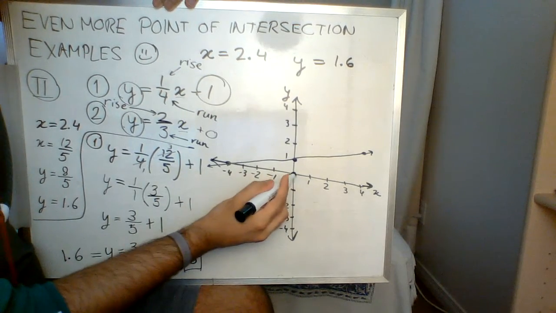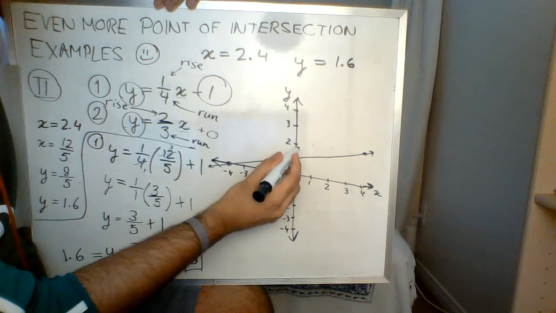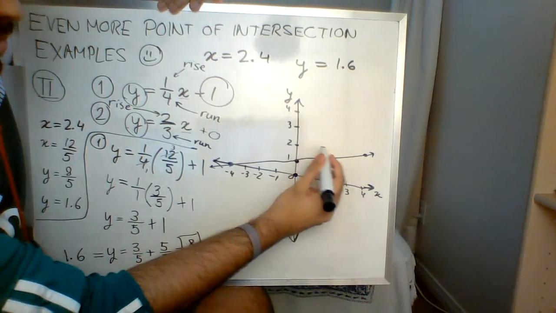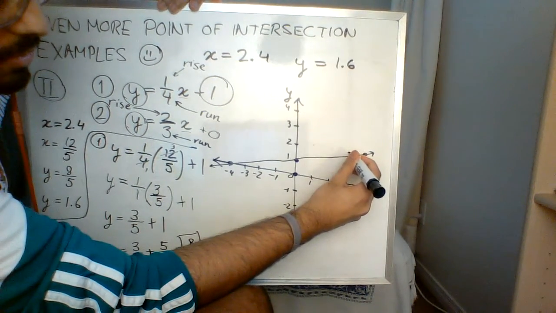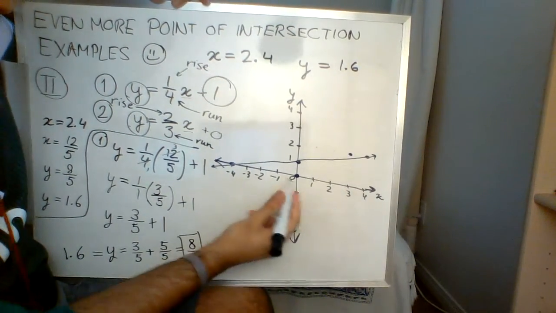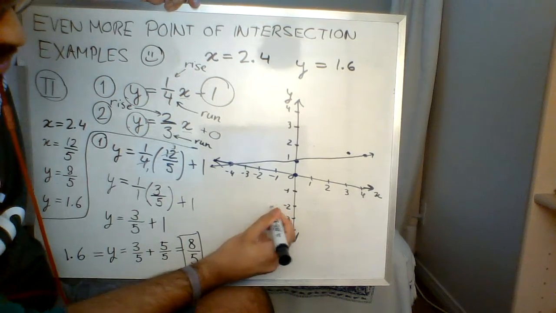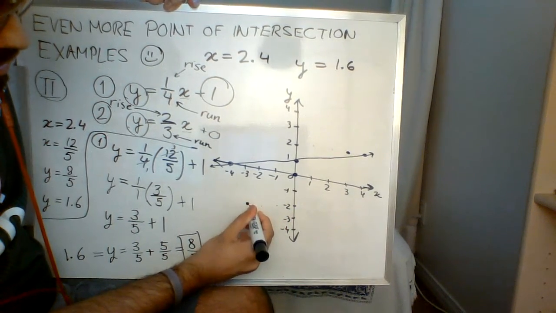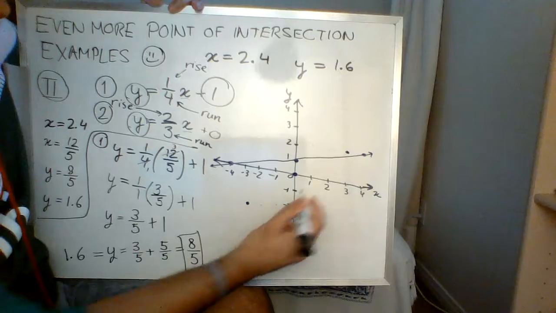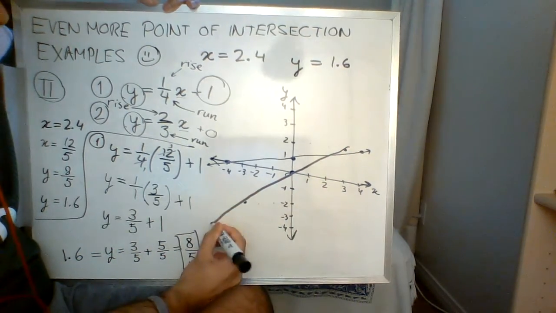So that means for every 2 units I go up, I have to go over 3. So I go up 1, 2, and I go over 1, 2, 3, somewhere right there. And then I can do the same thing in the other direction. I go down and to the left. So I go down 1, 2, and then over 1, 2, 3, somewhere about there. I don't think that's perfectly straight, but should just about do the trick.